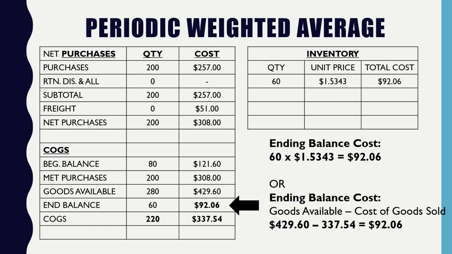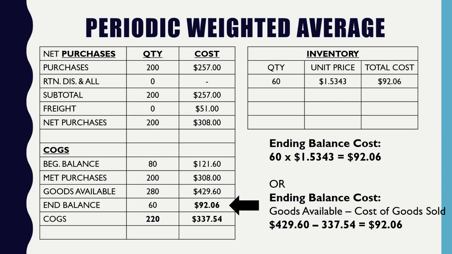Okay, but in this scenario, I'm not rounding yet. I'm only rounding when I get to the finish point, the ending. When I get my cost of goods sold and my ending inventory is when I start to round. Okay, so now that I found out that this is 337.54, I go ahead and subtract that right out from goods available, and I'm going to get $92.06.